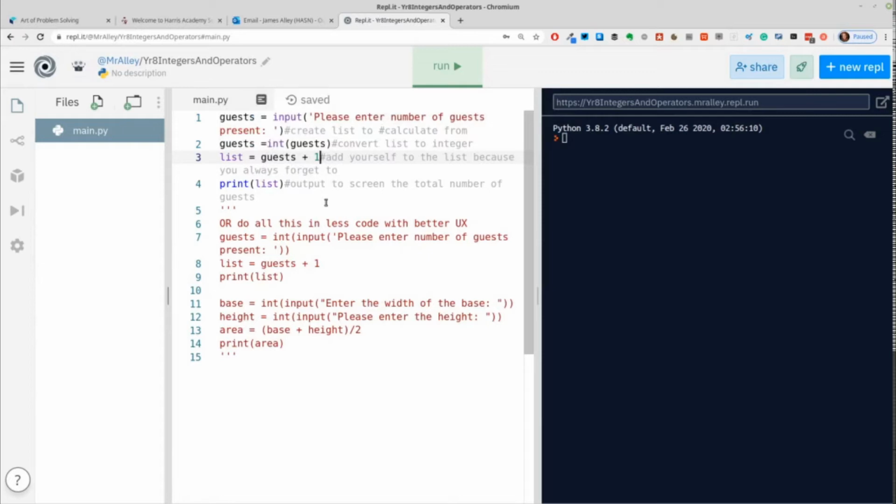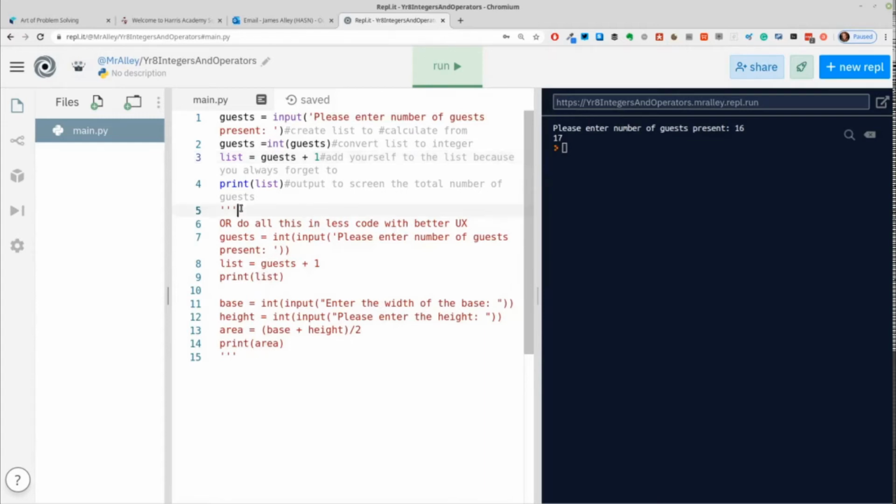So if we have 16 guests, that should add the plus 1. In other words, myself, because I'll always forget to add myself for the catering, so we know how many people to cater for. If I run the program, we see, say I've got 16 guests, and the output, the variable list, is the guest plus 1 equals 17. Woohoo! So we've got an accurate figure of the number of guests to add to our program.